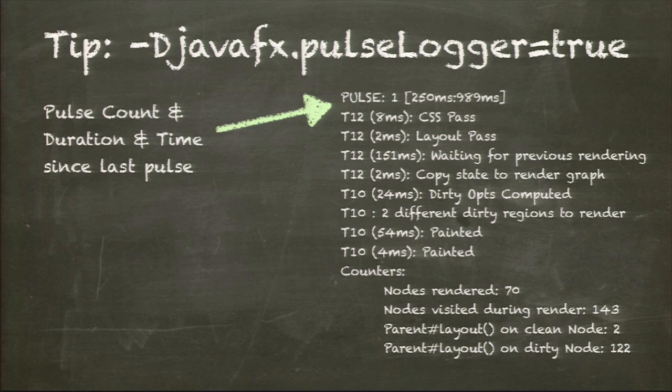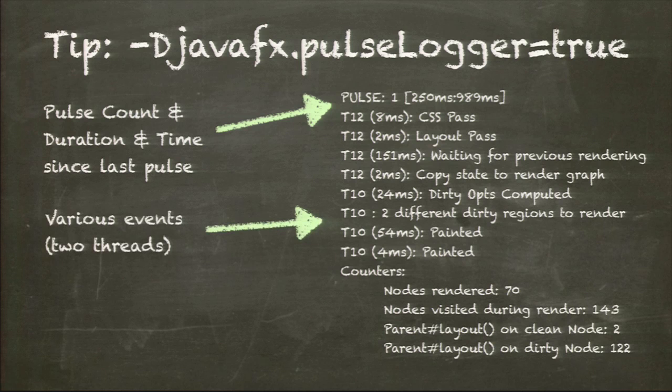You can also see the time since the last pulse over there, 989 milliseconds, which means that there was a long period of time from the last pulse to this one, and this one took a long time to complete. Then you can see over here that it's got multiple threads. It's got T12, that's thread 12, and T10, which is thread 10. Well, of course, we have two threads. We have a render thread and an FX thread.